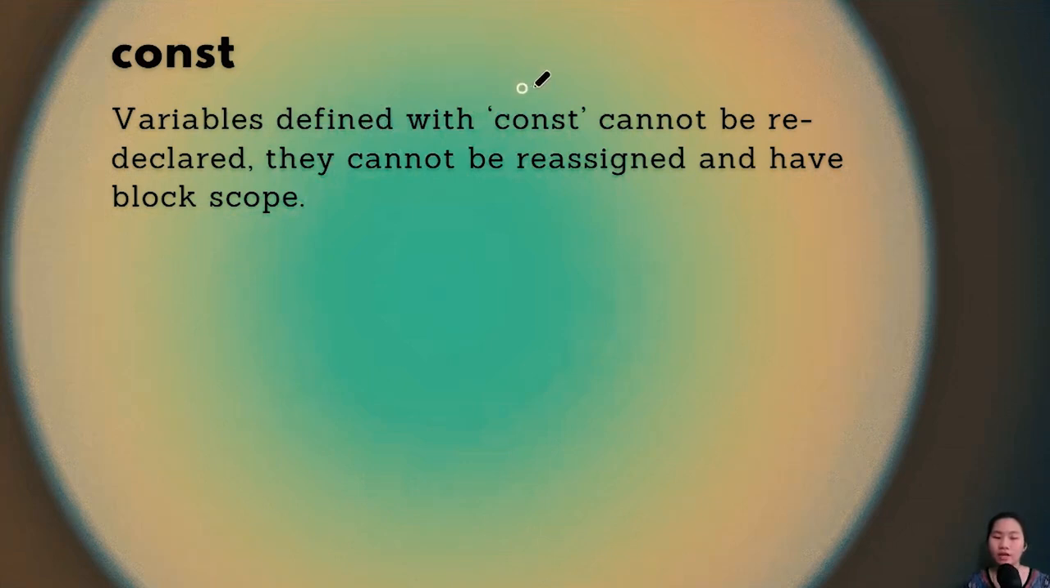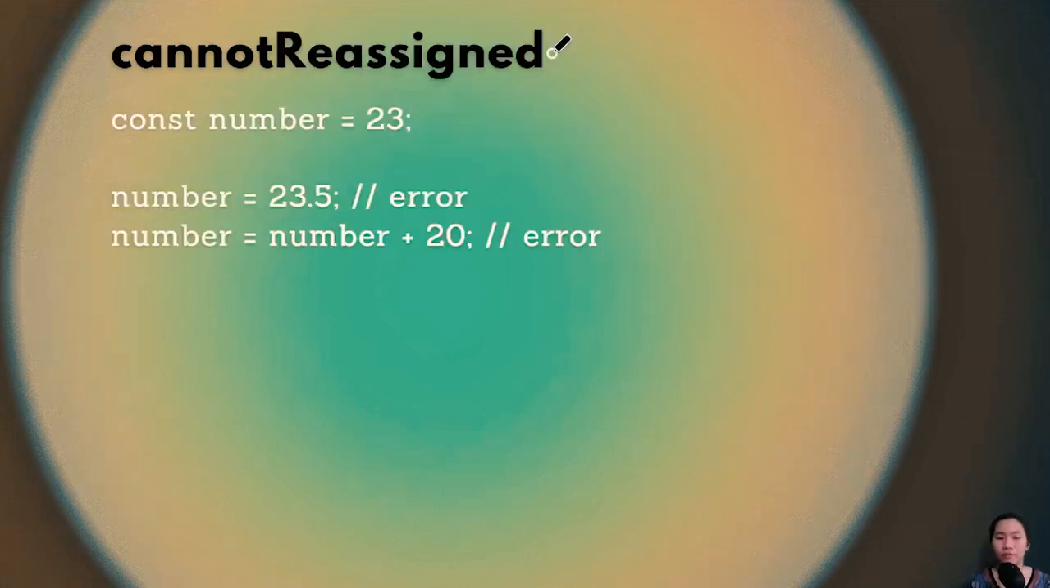Variables defined by const cannot be redeclared. So just like let, they cannot be redeclared, cannot be reassigned, and have block scope. In this case, very, very similar to let. Cannot reassign is the first part, one of the three parts.